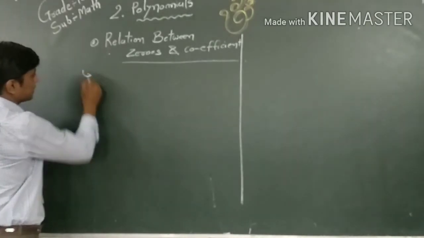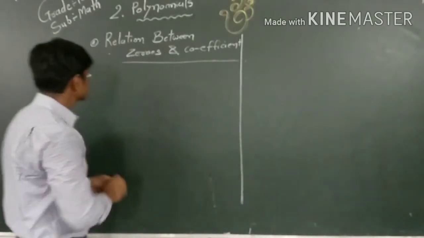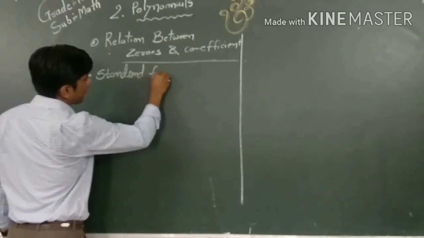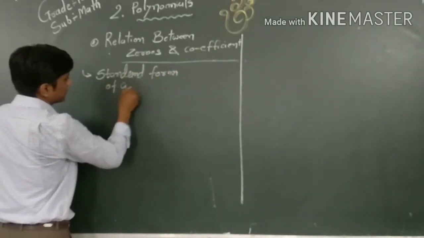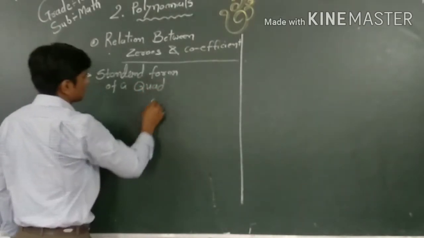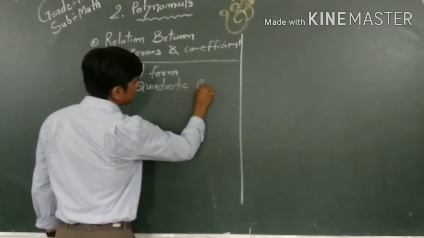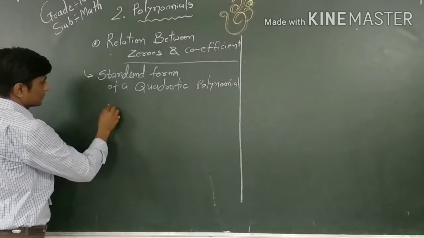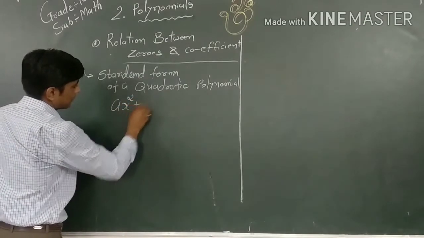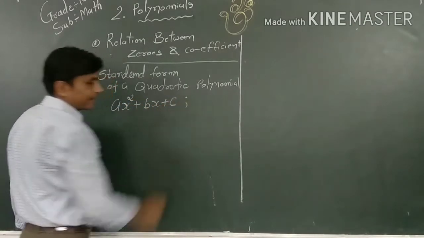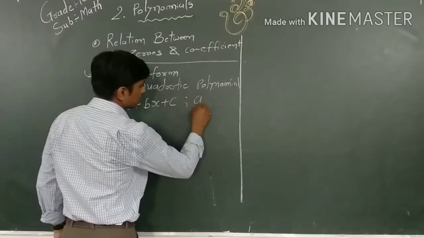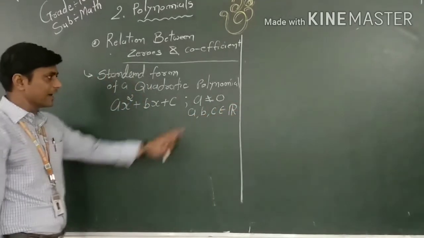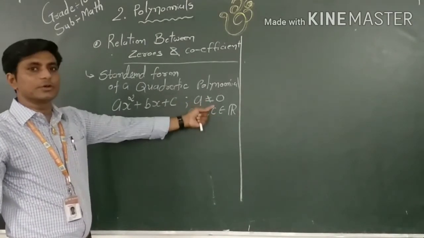See, what is the standard form of a quadratic polynomial? As you all know, the standard form of a quadratic polynomial is ax square plus bx plus c, where a is not equal to 0 and a, b, c belong to R. That means a, b, c must be real numbers, and a must be non-zero.